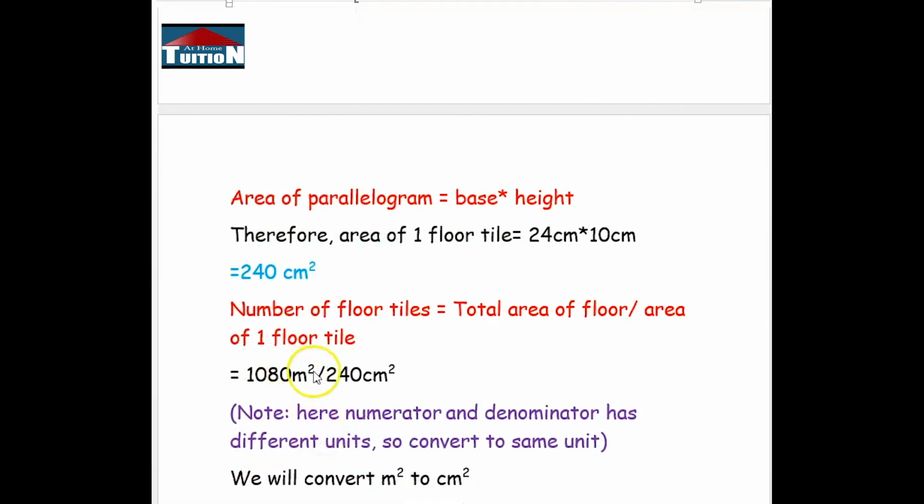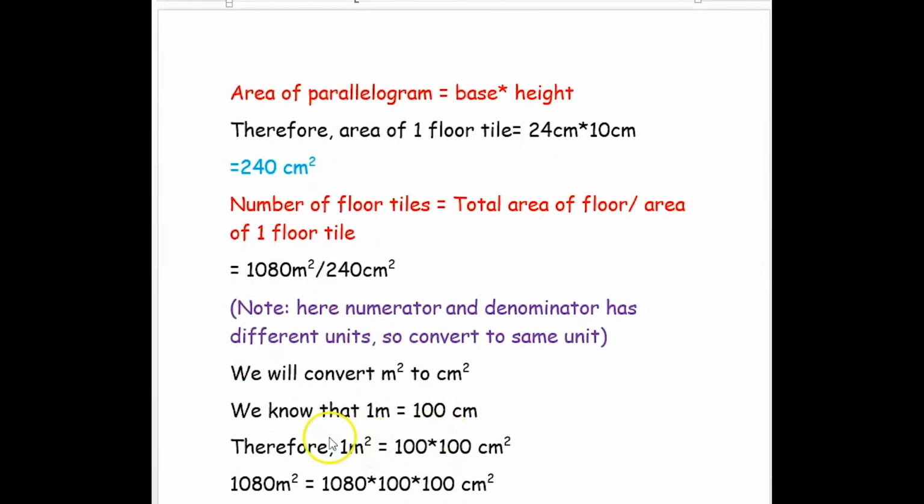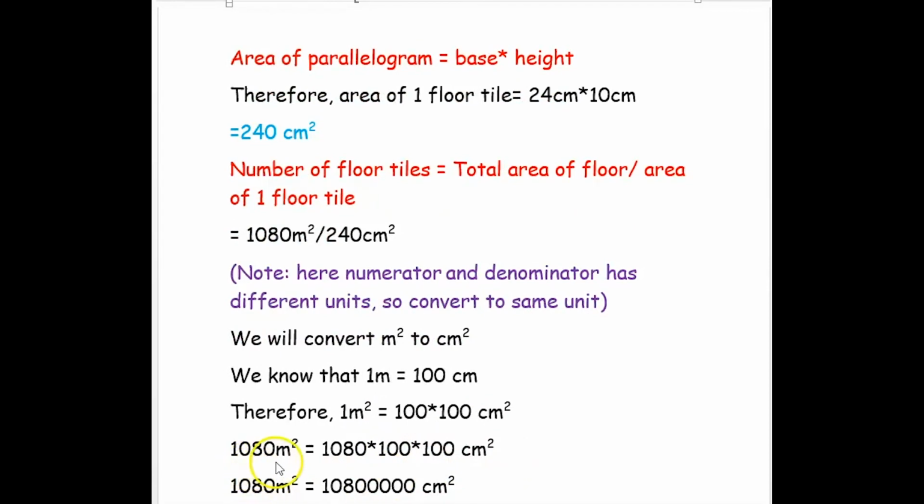So here the numerator and denominator has different units. See here it is in meter square. The denominator it is in centimeter square. So we cannot divide like this. So we want to convert the units into the same. So now we will convert meter square into centimeter square. We know that 1 meter is 100 centimeter. So 1 meter square equal to 100 into 100 centimeter square. So 1080 meter square is equal to 1080 into 100 into 100 centimeter square.